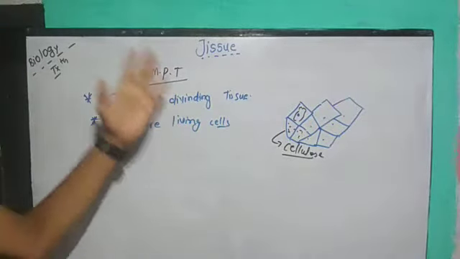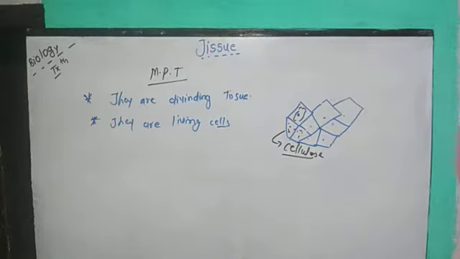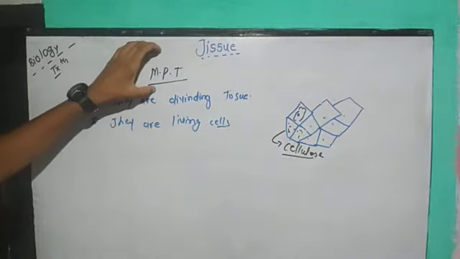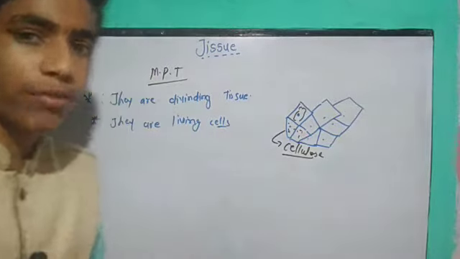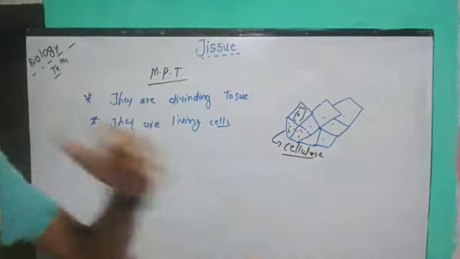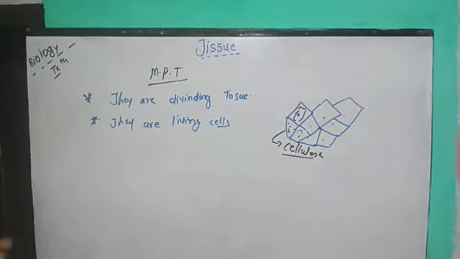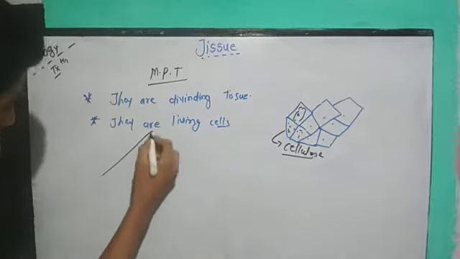Actually, differentiation is a process through which the meristematic tissues further divide, and they lose the capacity to divide, and they form the permanent tissue. Now let me tell you the different types of meristematic tissue. There are three types.